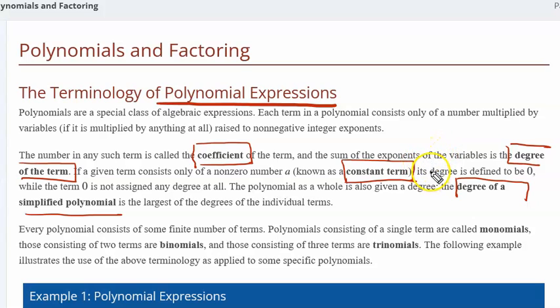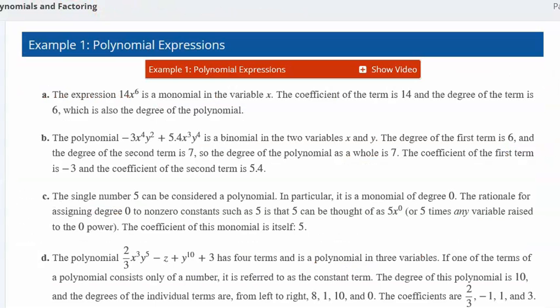Now, if there's only one term in a polynomial, we give it a special name called a monomial. If there's two terms, we call it a binomial. And if it's three terms, we call it a trinomial. All others are referred to as a polynomial. We'll use example 1 to illustrate the terminology we've just gone over.